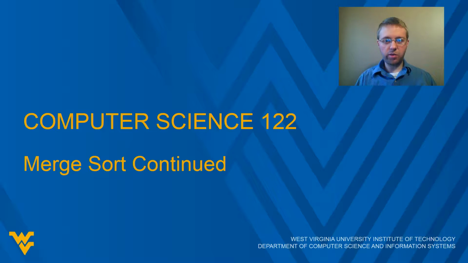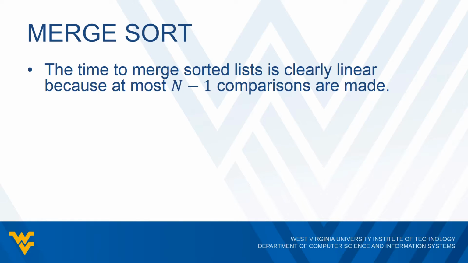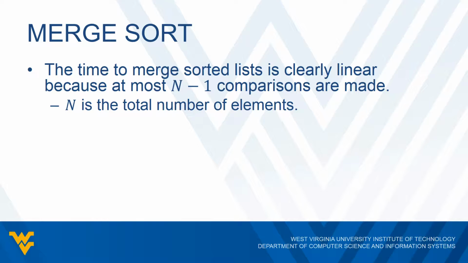In this lecture, we will continue our discussion on merge sort. In the last lecture, we introduced the merge sort algorithm, or at least we talked about the process of merging two sorted lists. We should mention that the time it takes to do this merging is linear, because we have at most n-1 comparisons when we take the elements of both lists and put them into the larger list. And here we're saying that n is the total number of elements from both of the sorted lists.